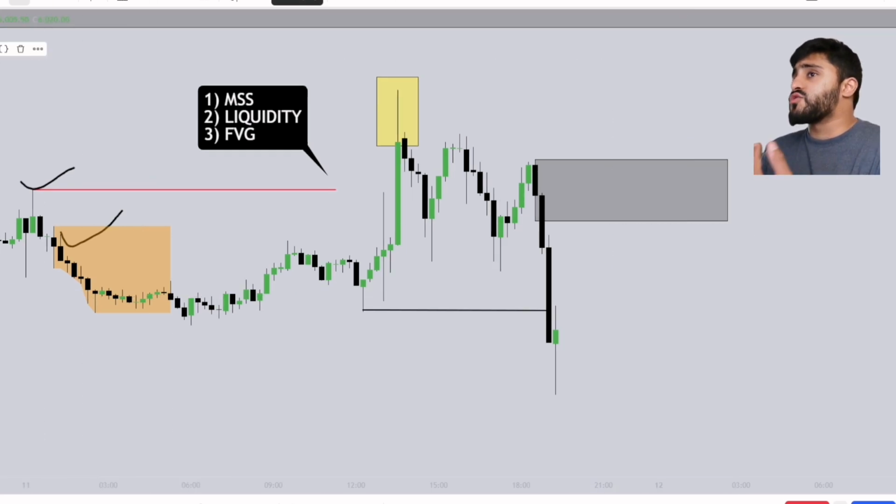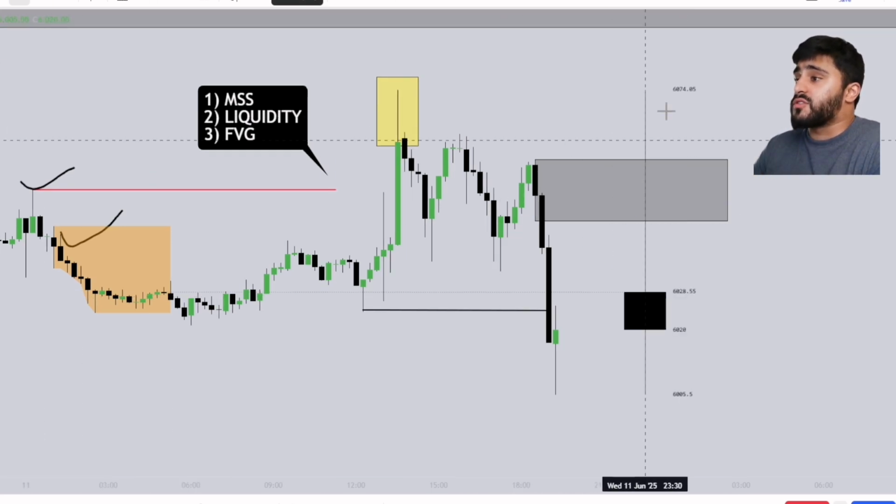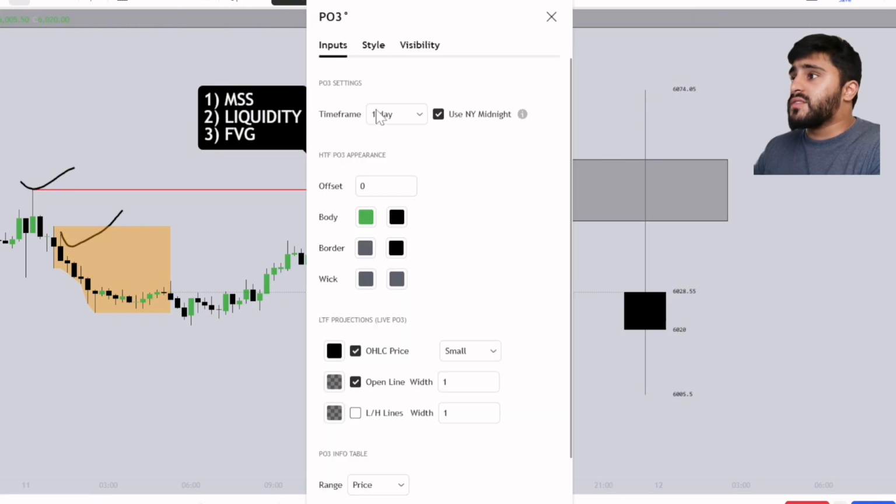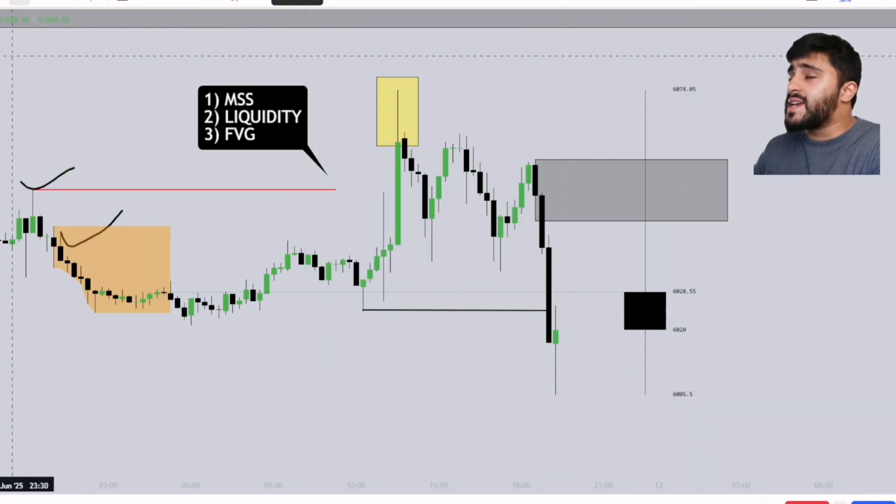But one other thing I want to give traders as a confluence: look at the power of three over here. This is what we call the daily power of three.